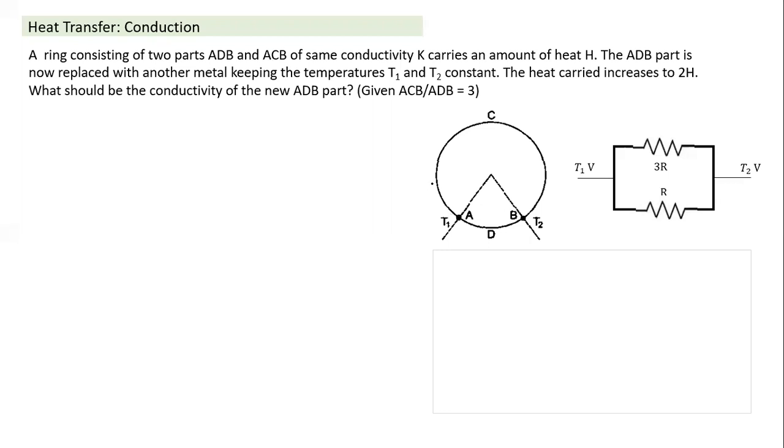So how is the heat flow taking place? Some heat flow rate H1 moves across this path here and some heat flow rate H2 across this path here. And of course it will go out. It is coming in from here and going out. Right, so that's what is happening.